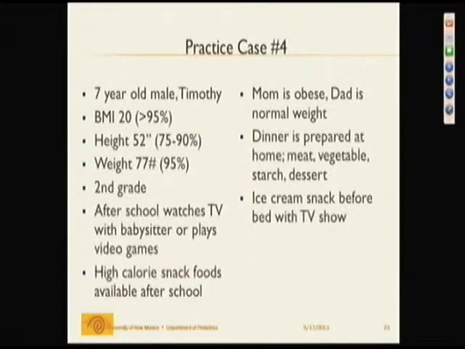So another one that you could potentially use is predicted excessive nutrient intake or energy intake, because we're making an assumption that these high-calorie snack foods after school, the ice cream before bed, and the lack of physical activity or decreased physical activity is contributing to this weight that we consider undesirable. So even though I don't have calorie intake here for you on this case, we could predict that it's probably more than this child needs, so that's why you can use that term also.